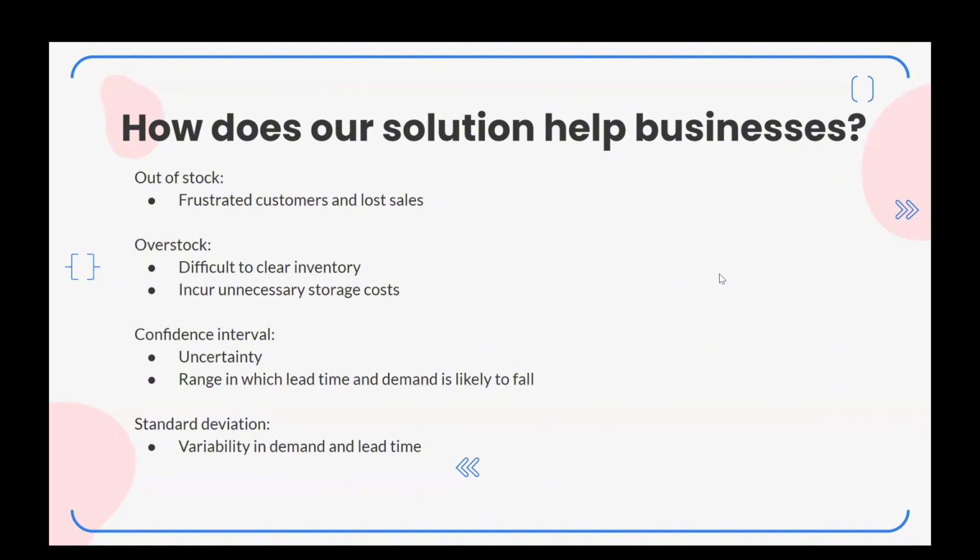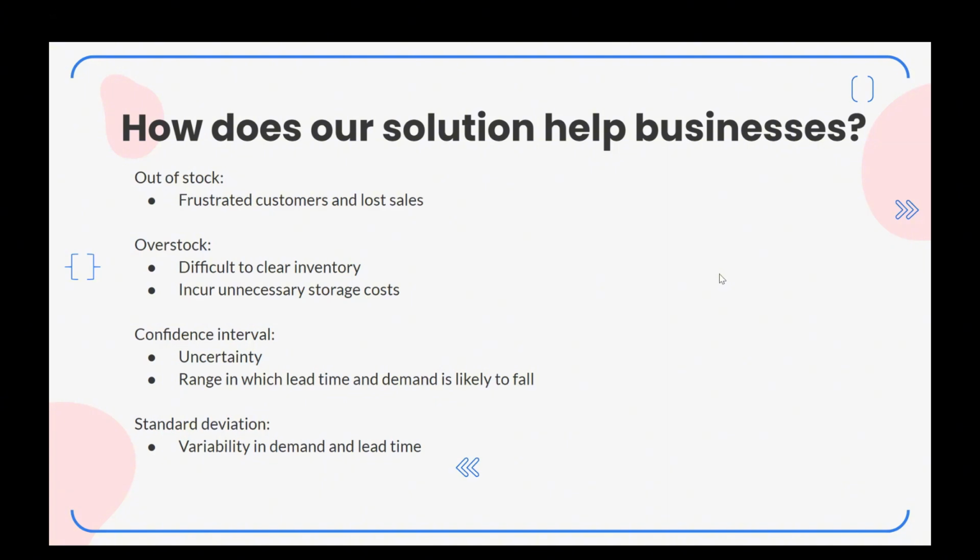First, let's talk about confidence intervals. Confidence intervals allow businesses to quantify uncertainty and estimate the range within which demand or lead time is likely to fall. This helps determine worst-case scenarios, ensuring that stock levels can handle unexpected fluctuations.